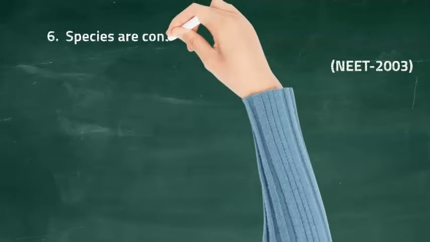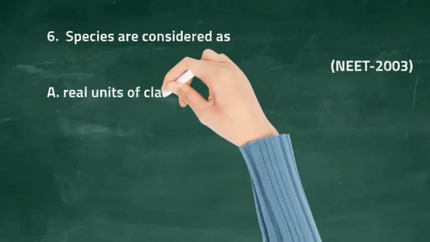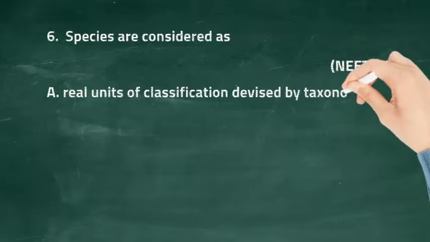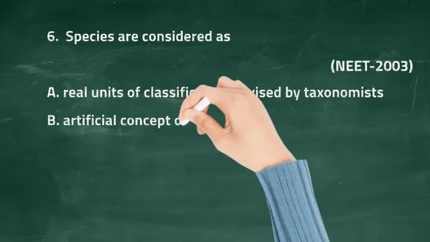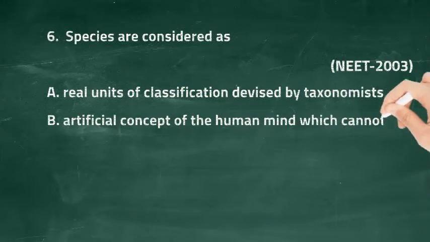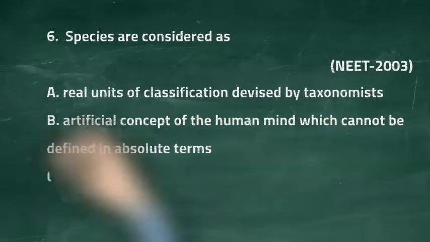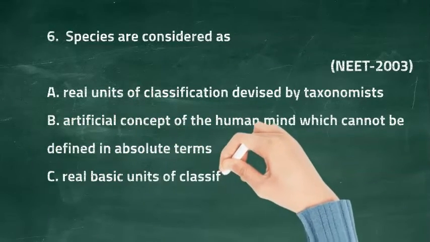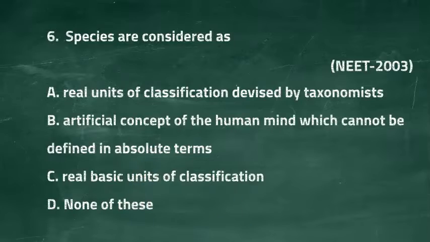Question 6th. Species are considered as option A: real units of classification devised by taxonomists. Option B: artificial concept of the human mind which cannot be defined in absolute terms. Option C: real basic units of classification. And option D: none of these. The right answer is option C. Real basic units of classification.